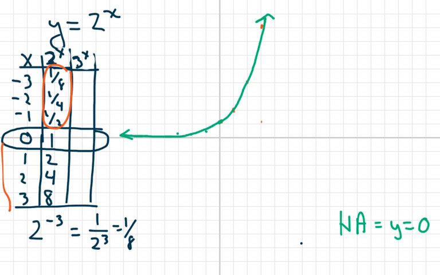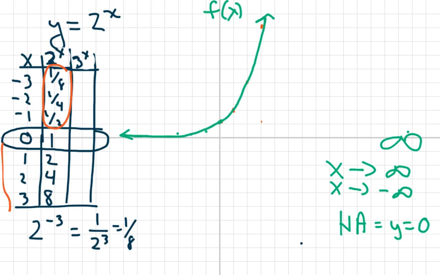And let's look at the end behavior. As x approaches infinity, so as this is infinity over here, f of x gets larger and larger. Okay? And as x approaches negative infinity, we get closer and closer to 0. So this is negative infinity over here. Just know what the graph looks like.